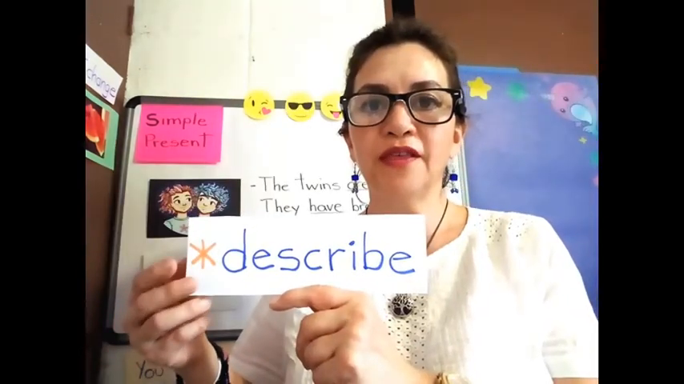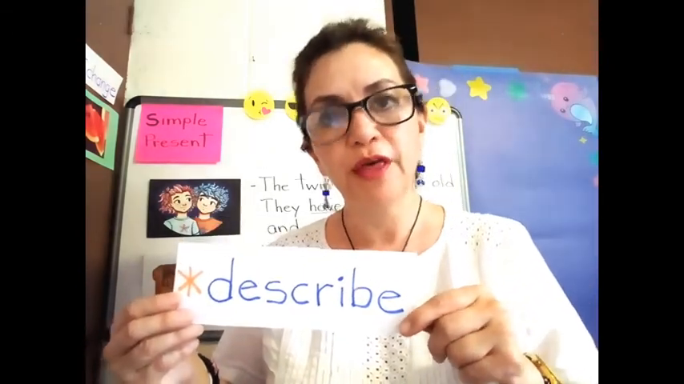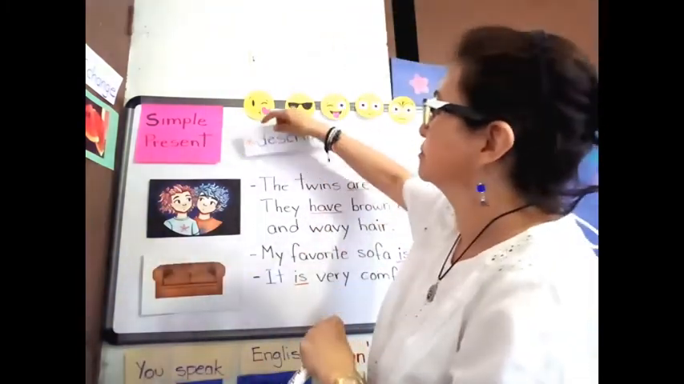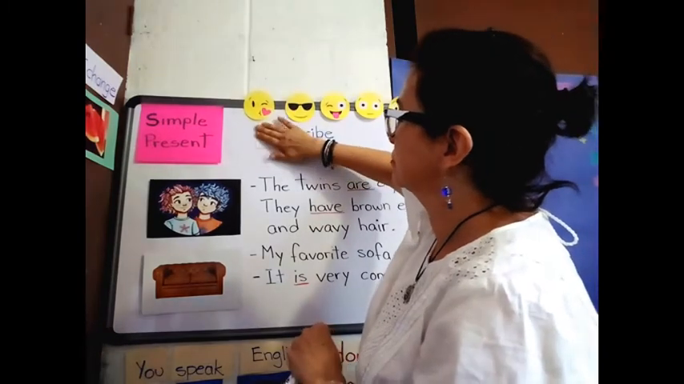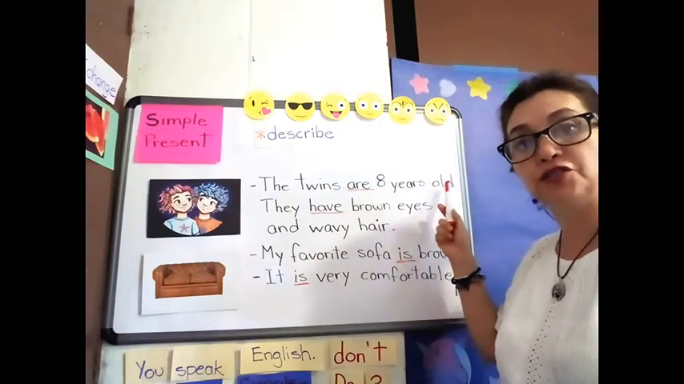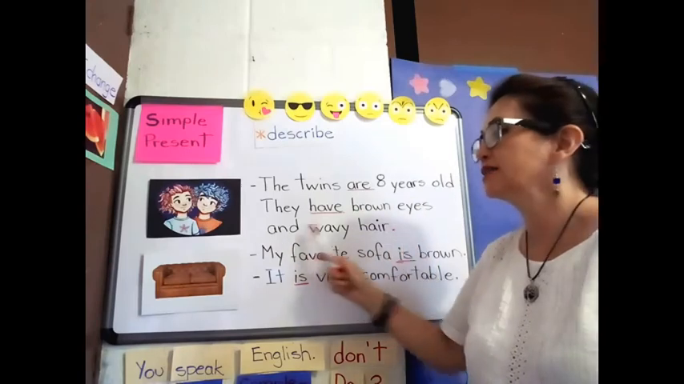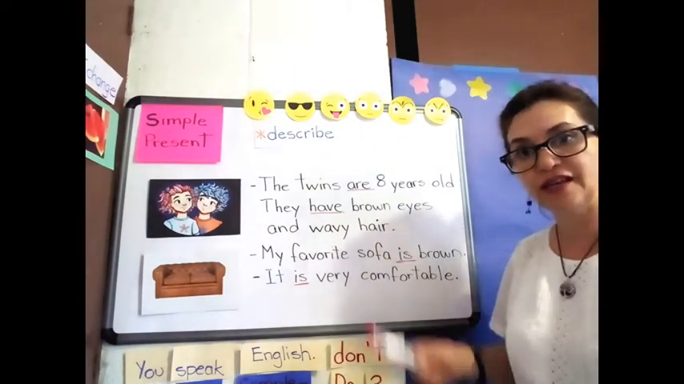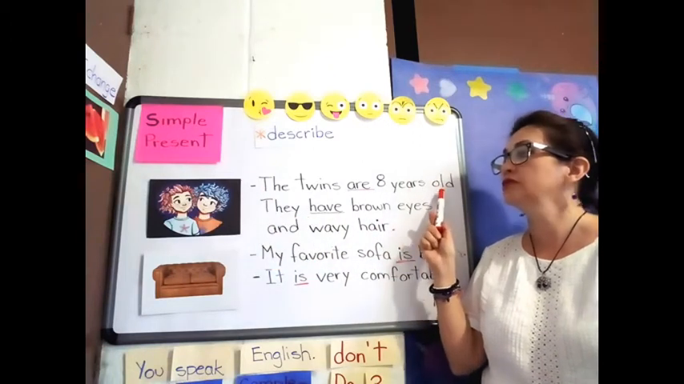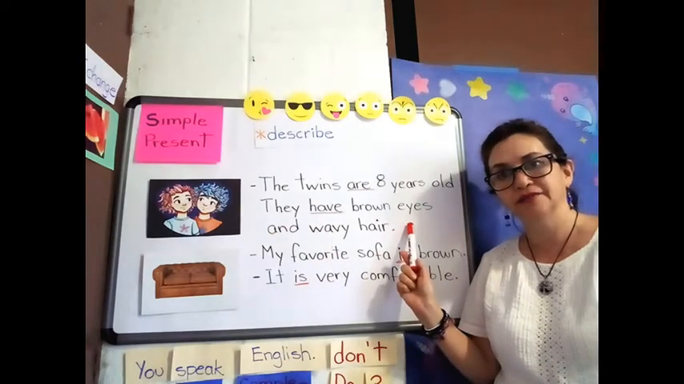We can use the simple present tense to describe people, things, animals, or places. For example, the twins are 8 years old. They have brown eyes and wavy hair. Let's read the sentences again. The twins are 8 years old. They have brown eyes and wavy hair.